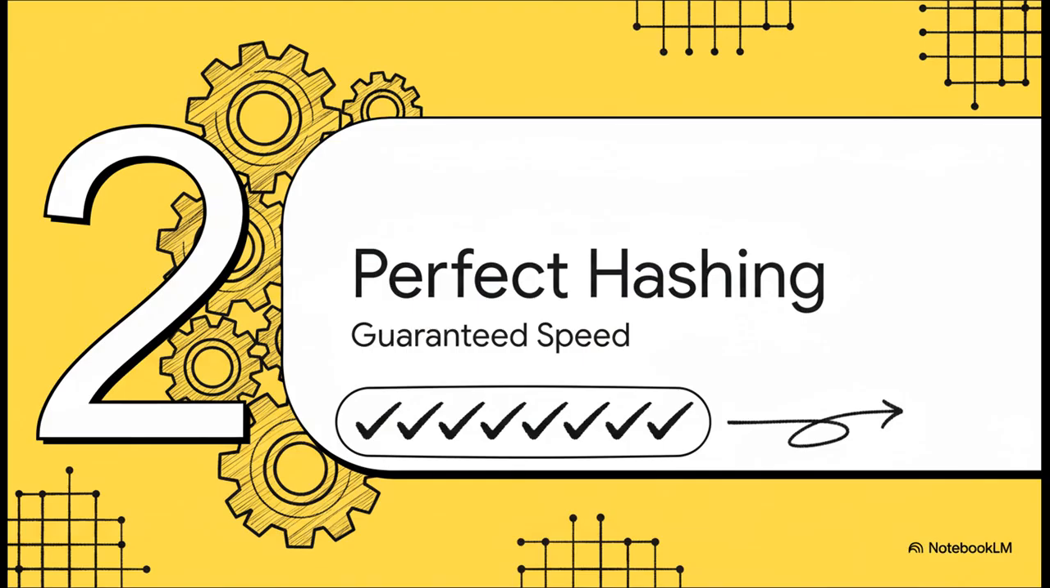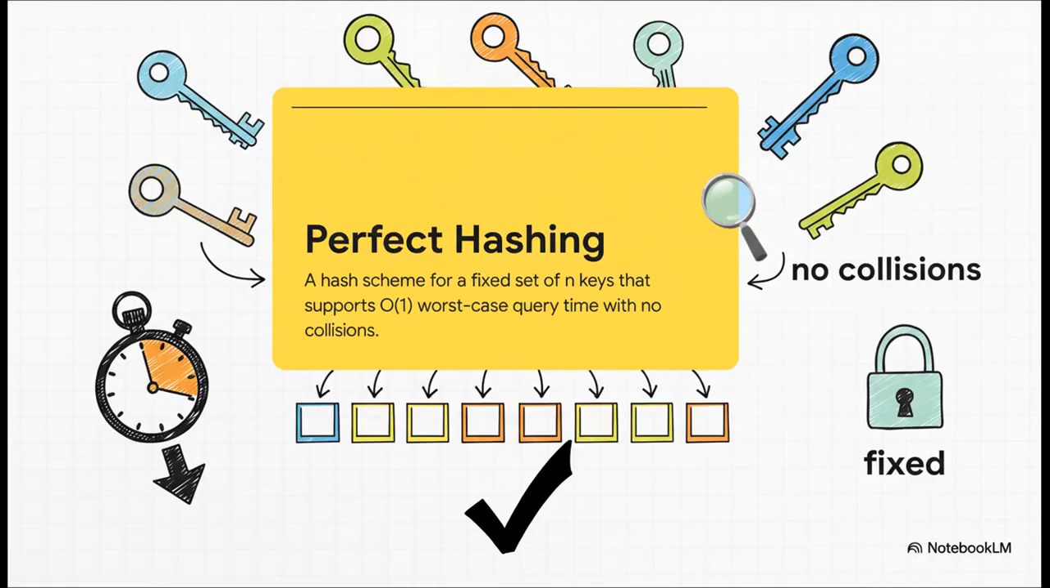So let's talk about our first solution. This is the perfectionist's approach. Perfect hashing is for those situations where you absolutely demand flawless, instantaneous answers, and you're willing to set some ground rules to get them. And this right here is the core promise. For a fixed set of keys, and that is the crucial constraint, a perfect hash function guarantees that every single key maps to its very own unique slot. This gives you that incredible, instant O(1) query time with absolutely zero collisions.